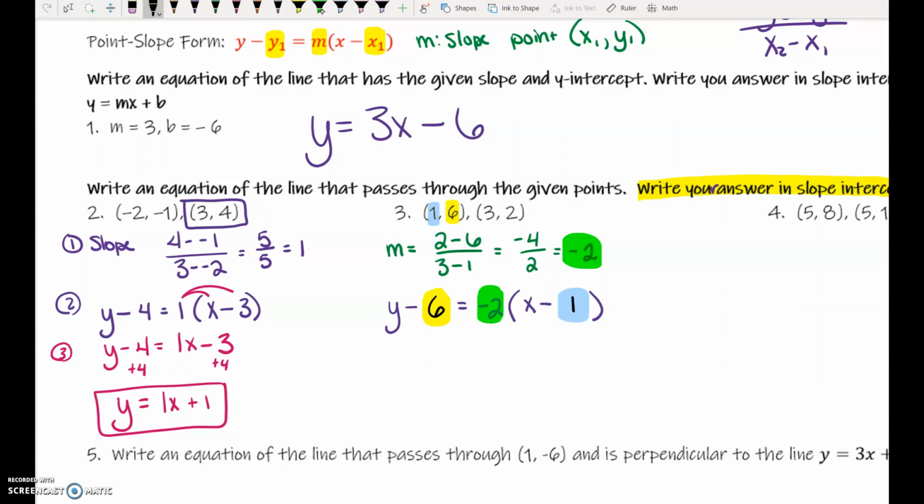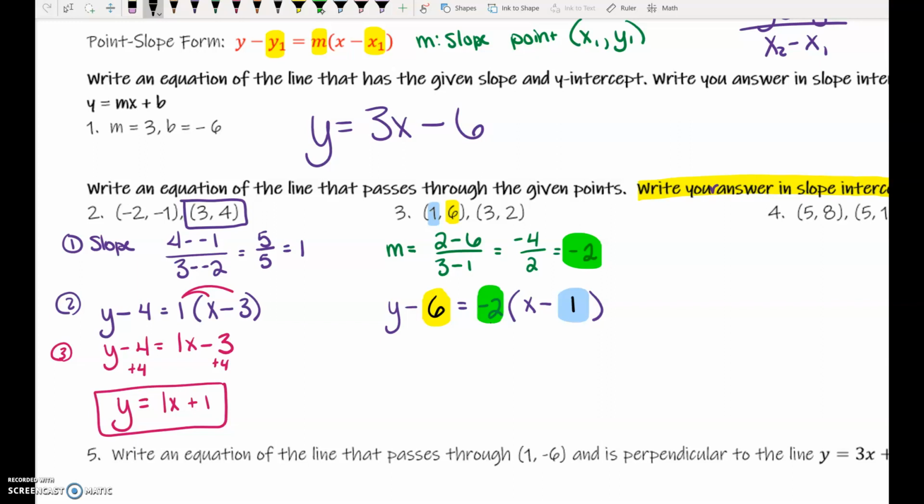our point, 1. Now, if one of those points had negatives in it, if that was unavoidable and you had to use a negative coordinate, keep in mind that subtraction is in this formula, so you would have to do minus a negative. If that had been like a -1, 6, you'd have to do x minus a -1. So keep that in mind. You may have minus a negative in here.